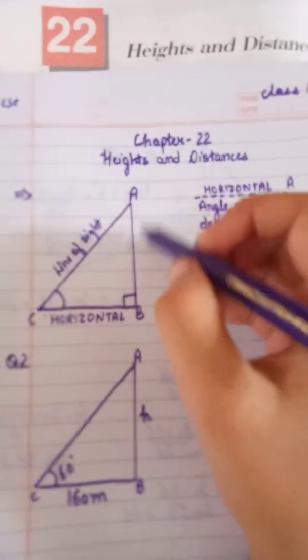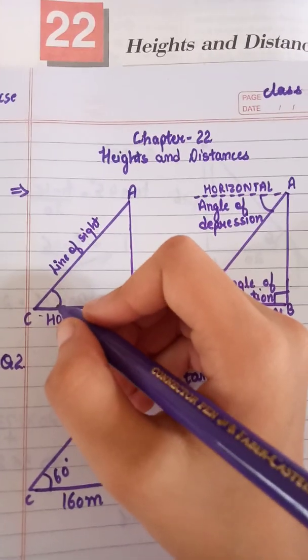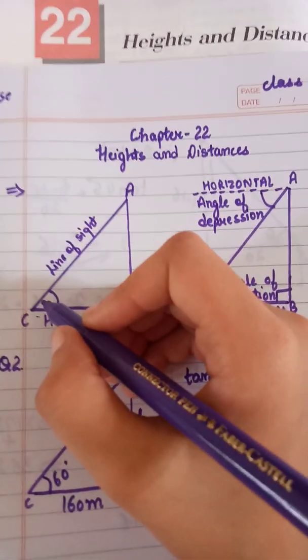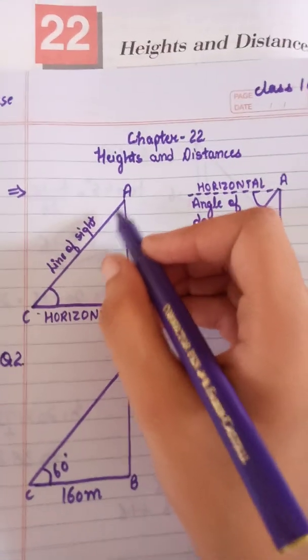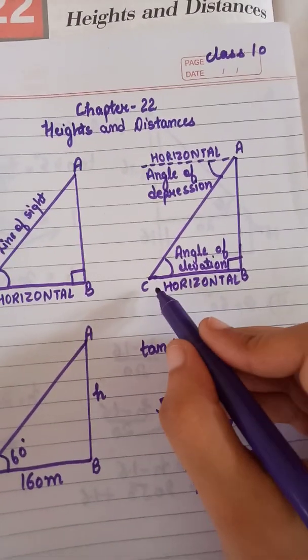Students, here you can see a line AB. This is a tower or a standing tower. And at point C, a person is standing and watching the object at point A. So this line which joins the eye of a person to the object is known as line of sight. Also CB is the ground on which the person is standing.